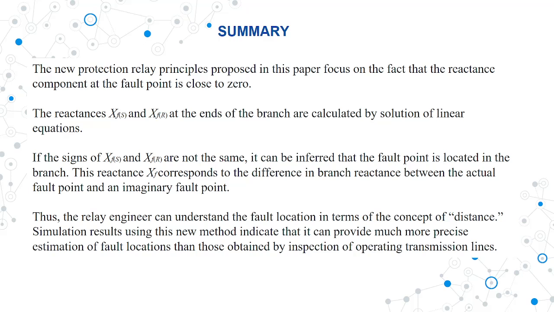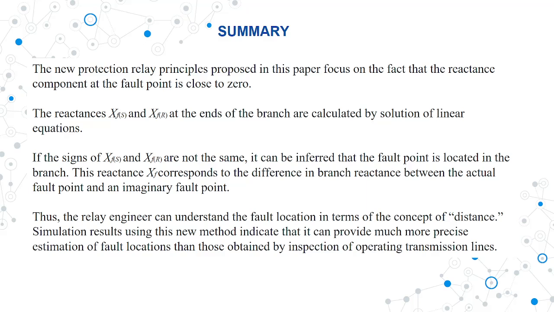If the signs of the sending fault reactance and the receiving fault reactance are not the same, it can be interpreted that the fault point is located in the branch. This reactance corresponds to the difference with the branch reactance. When the fault point is not on the branch, the imaginary fault point of the specific fault reactance is not seen. Thus, relay engineers can understand the fault location in the concept of distance.